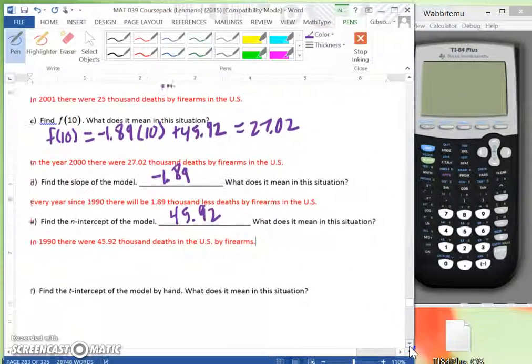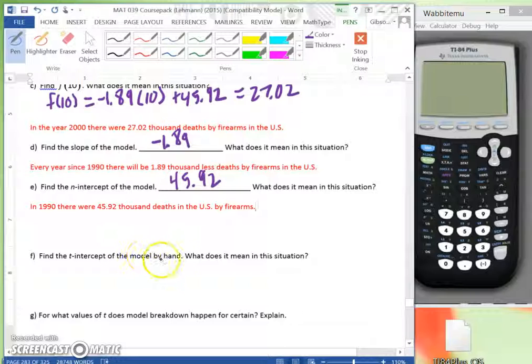Okay, so now we move on to F. With F, it says find the t-intercept of the model by hand. What does it mean in this situation? For the t-intercept, we could look here, and instead of the 10s, we can imagine that t's were here. The t-intercept is when f of t is 0. So we would take this equation and set it equal to 0. So it'd be 0 equals negative 1.89t plus 45.92. So we're solving for t.